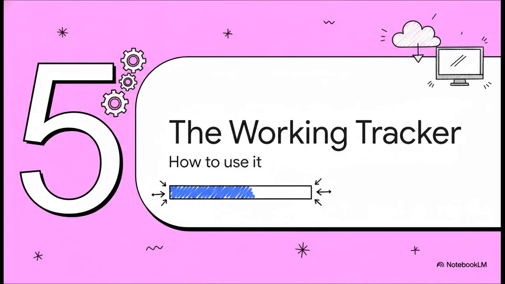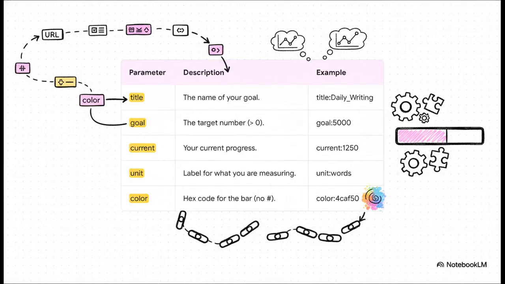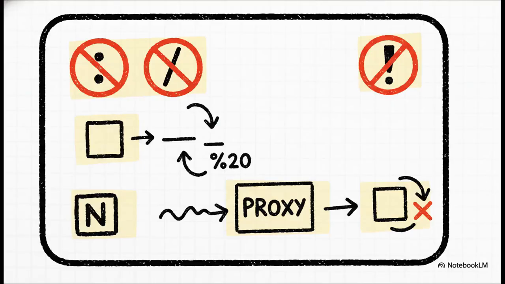So, with all those hurdles cleared, let's check out the final, working tracker and see how you can actually use it yourself. And using it really is as simple as building a URL. You just chain together these little key value pairs. You set a title for your goal, you set a goal number, your current progress, and so on. The server just reads all these pieces right from the URL and draws the progress bar for you. It's that easy.